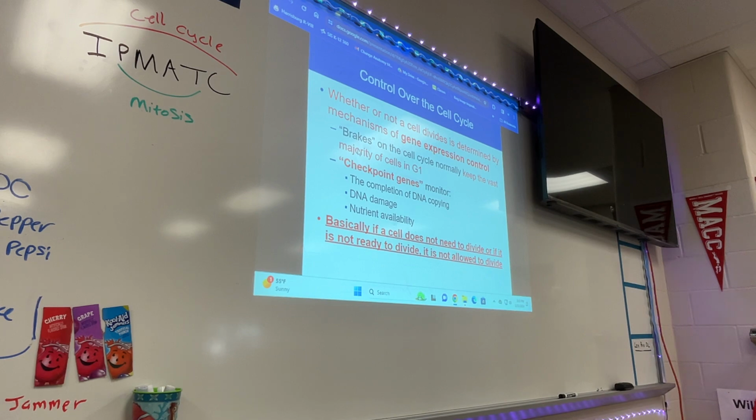Anyways, checkpoint genes are what these are called. The checkpoint genes will say, okay, you may go on to mitosis, or nope, you need to stop. And usually, as we already mentioned, they kill the cell if it is dividing and it's not supposed to. So basically, if the cell does not need to divide, or is not ready to divide, it is not allowed to go on to the next step. It only divides if it needs to and if it's ready to. If there's a mistake, it doesn't divide. Checkpoint genes prevent mistakes from being allowed to continue.